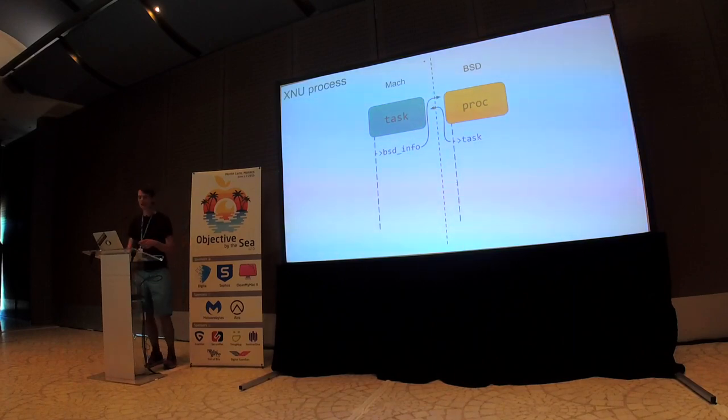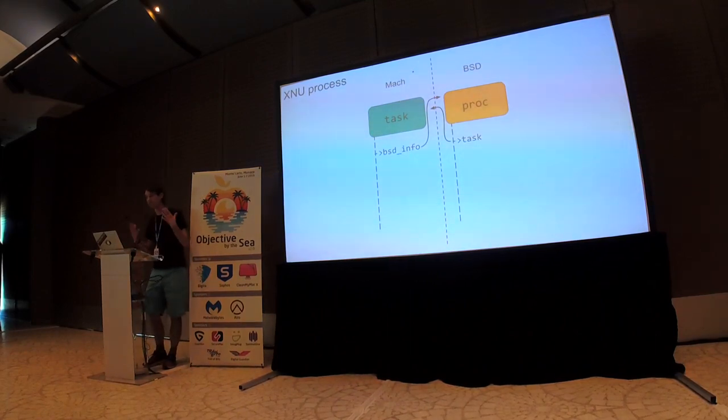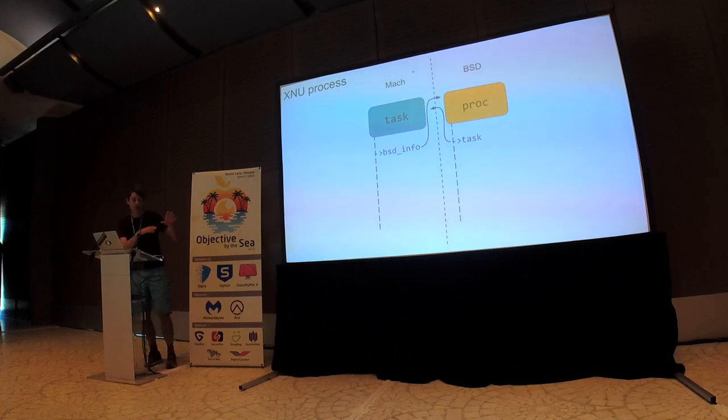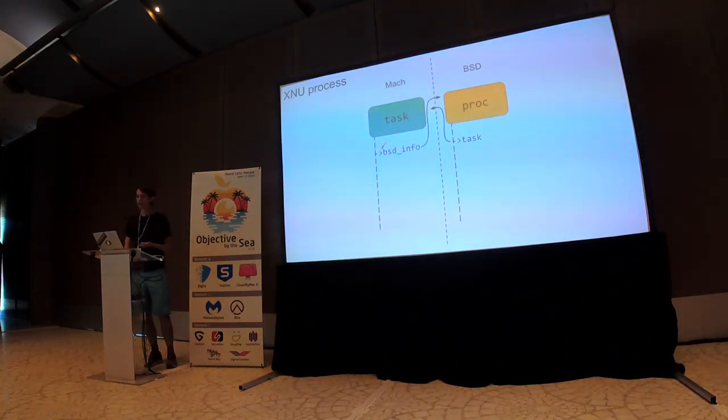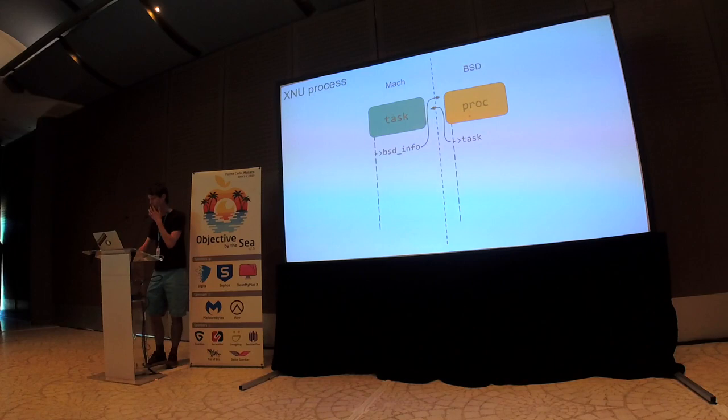So actually, this is struct task, which is the Mach abstraction for a process. In the Mach world, that's called a task, and in the BSD world, it's called a process. And literally, they just point to each other. So a Mach task has this BSD info, which is just a void star, because Mach doesn't know anything about BSD, and that points to the struct proc in the BSD world. Vice versa, the struct proc has a task field, which points to the Mach world. This is all irrelevant for what we're going to talk about, really.